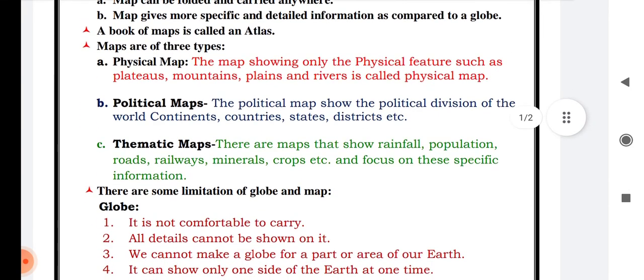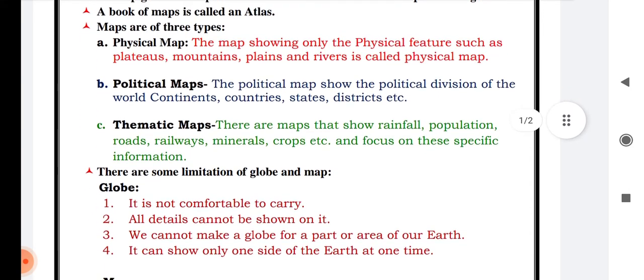And where do we find all the maps of the world easily? In a book of maps. Like we have a dictionary where all the vocabulary is there, we have a social science book, class 5, where we are talking about the world and all the chapters are there. In the same way, a book of maps is called an atlas. Maps are of three types: physical map, political map, and thematic maps.